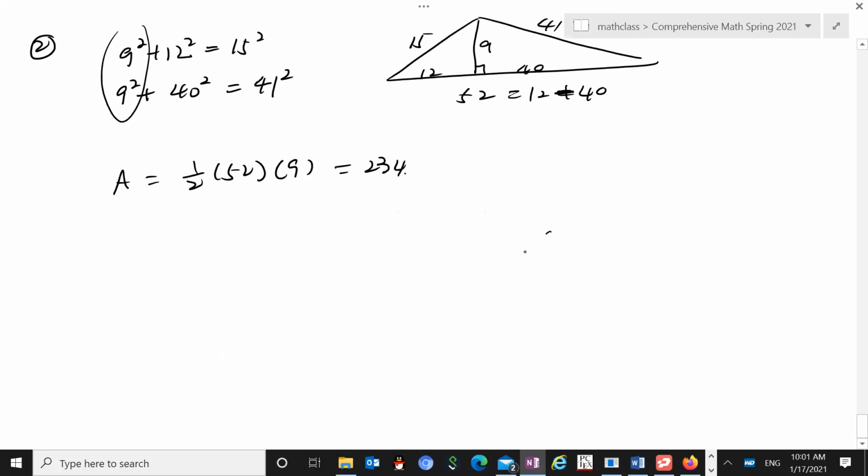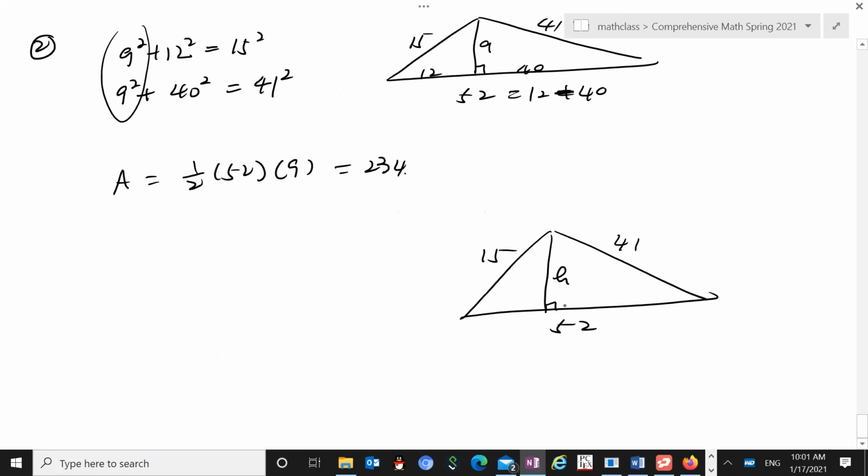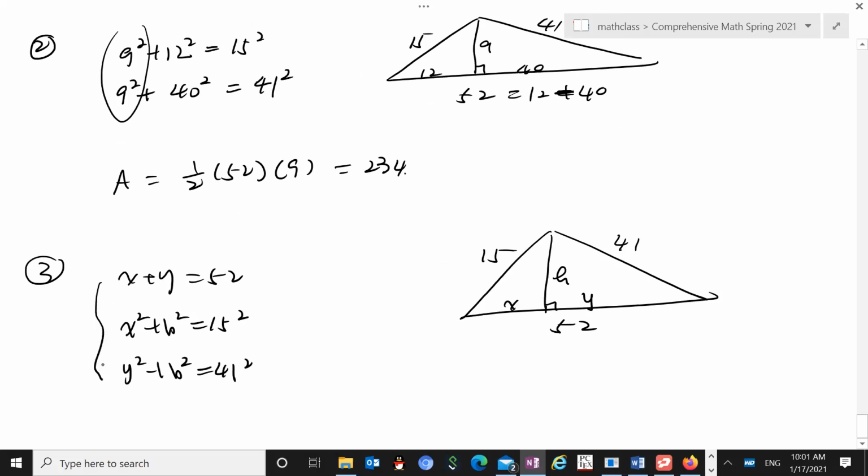The third method is more standard. Suppose we are not lucky and don't get those nice numbers. You still draw the line, draw the height, and here's x and y. So you get 3 equations. First of all, x plus y equals 52. Second equation is x squared plus h squared equals 15 squared, and then y squared plus h squared equals 41 squared. From here you can solve the problem.